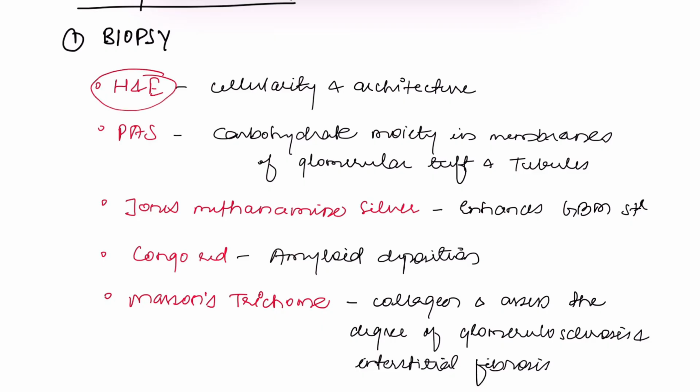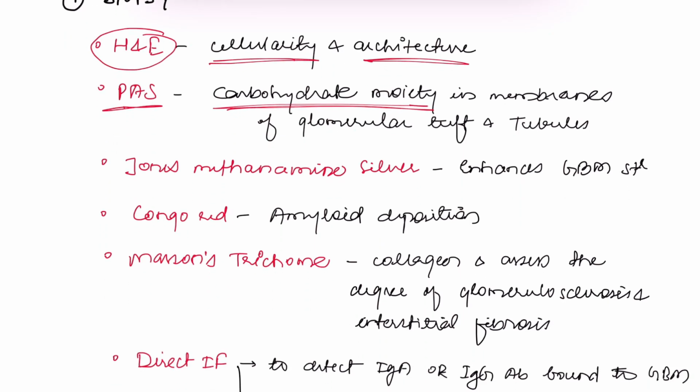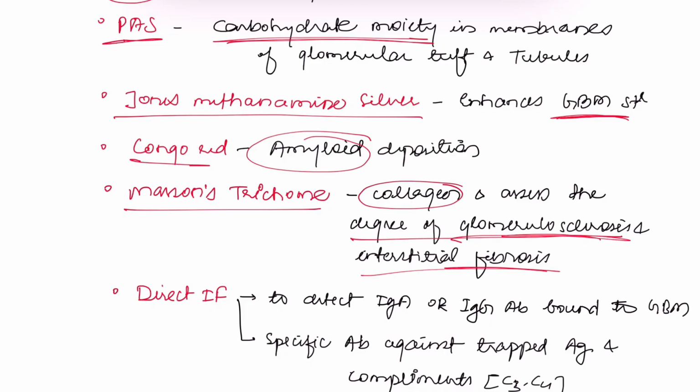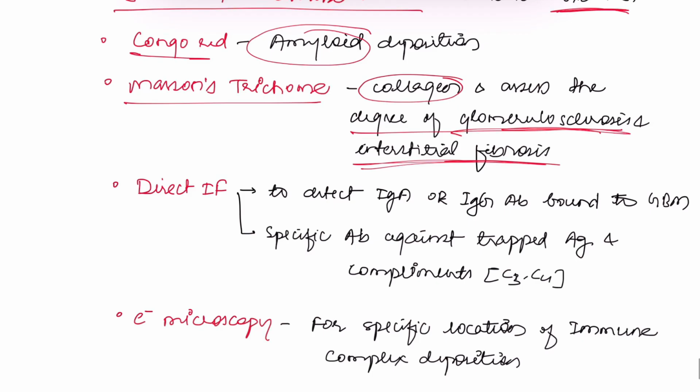Now there are some diagnostic tools that we will see quickly. Hematoxylin and eosin is going to visualize cellularity and the architecture. PAS stain is specifically for the carbohydrate moiety that is present in the glomerular tuft and the tubules. And Jones methenamine silver is going to enhance basement membrane structure. Congo red for amyloid, Masson's trichrome for collagen, to assess the degree of sclerosis and fibrosis, glomerular sclerosis and interstitial fibrosis.